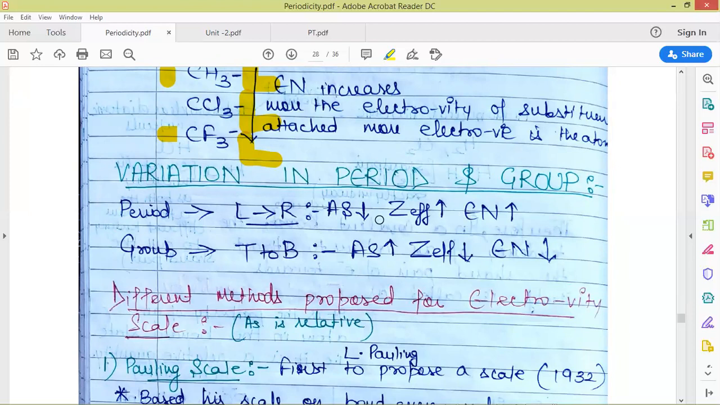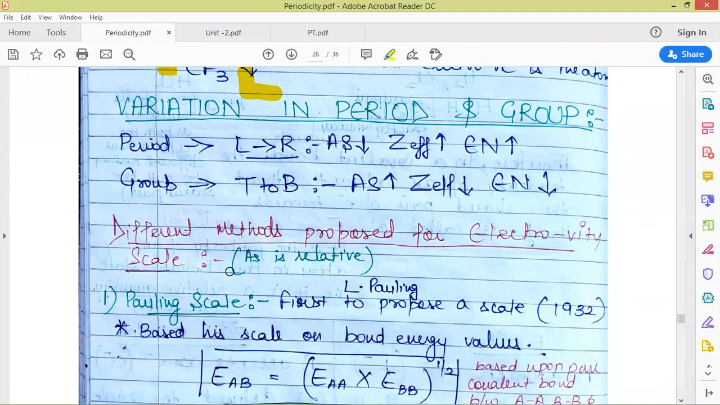So all three periodic properties have the same variation in period and group. The general variation is the same: all the three properties increase as we move from left to right in the period and decrease as we move from top to bottom in the group.